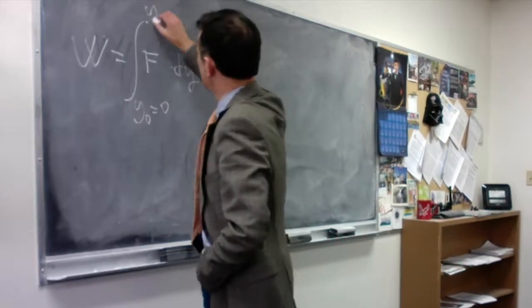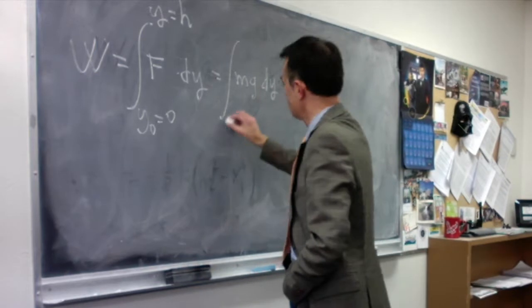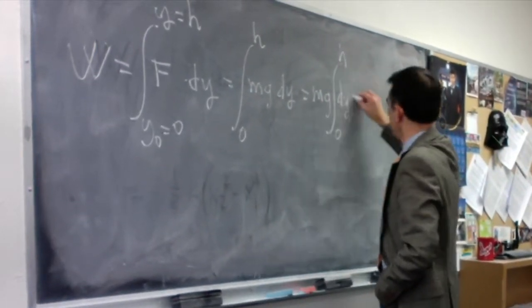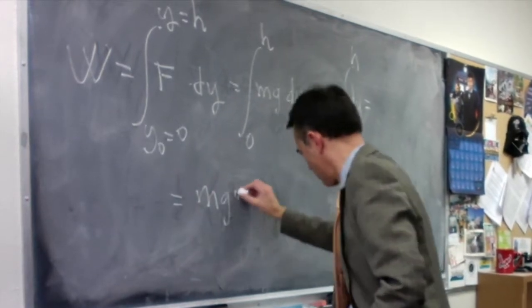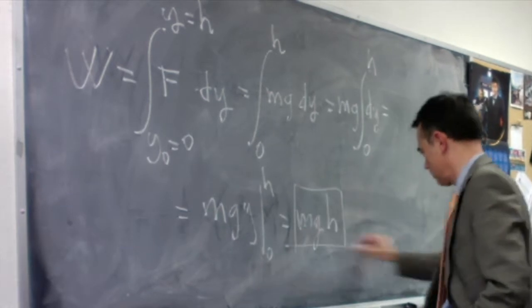So this leaves us with work equals the integral of mg times dy, but because the force is constant, it can go out of the integral. The integral is mgy.